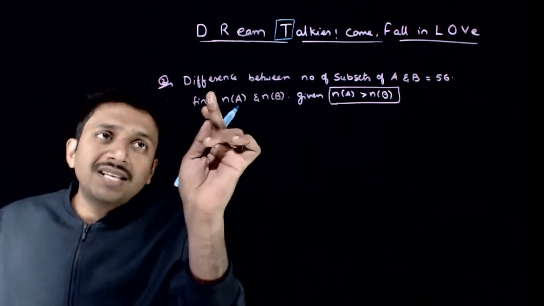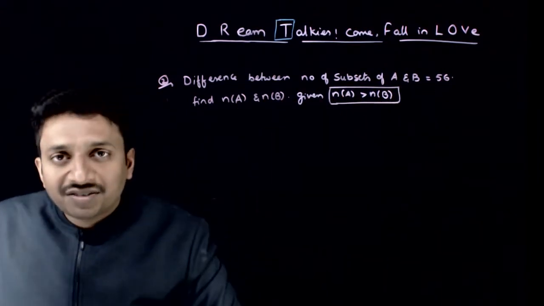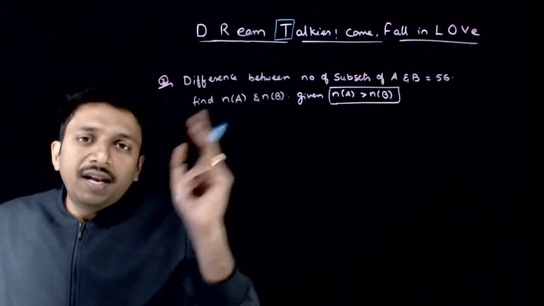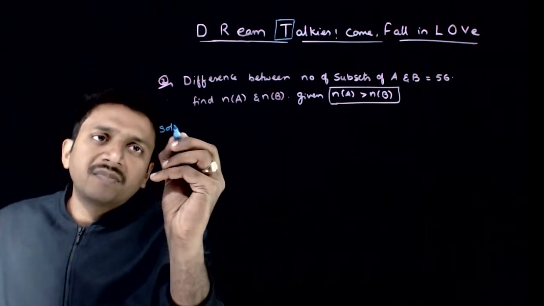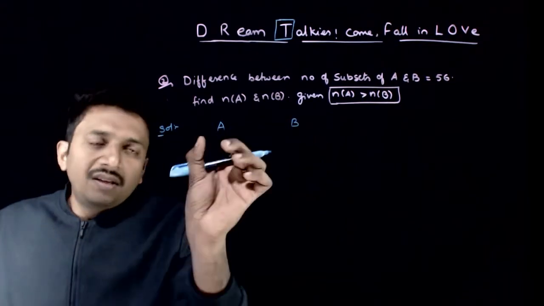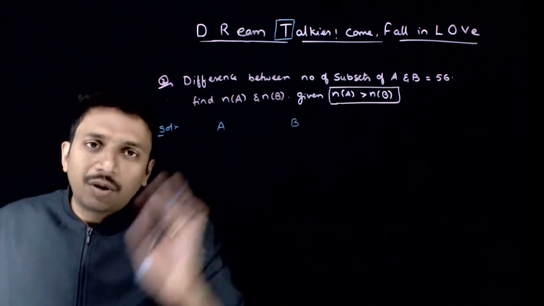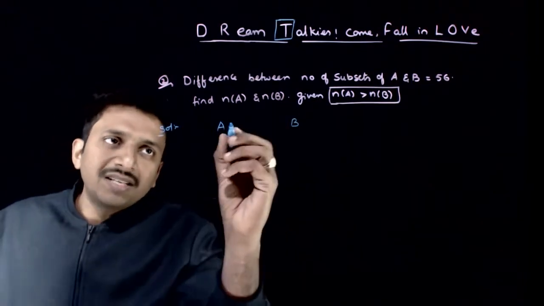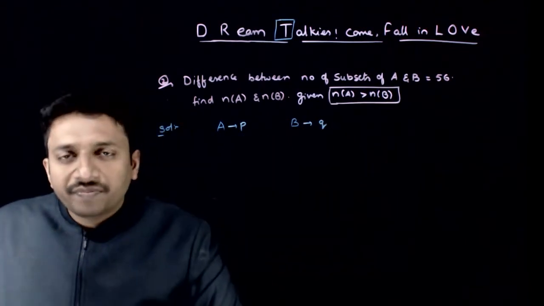The question says: the difference between the number of subsets of A and B is 56. Find n of A and n of B. It's given that n of A is greater than n of B. So you have 2 sets A and B. A has more elements, B has fewer elements. Let us suppose A has P elements, B has Q elements.